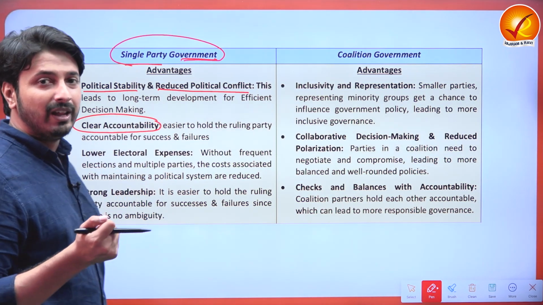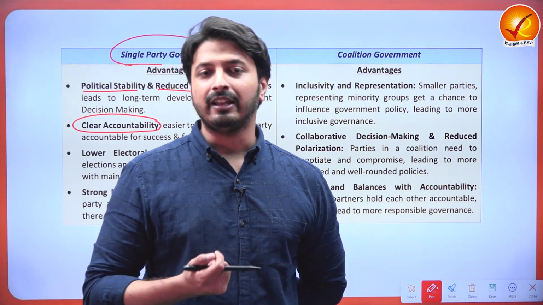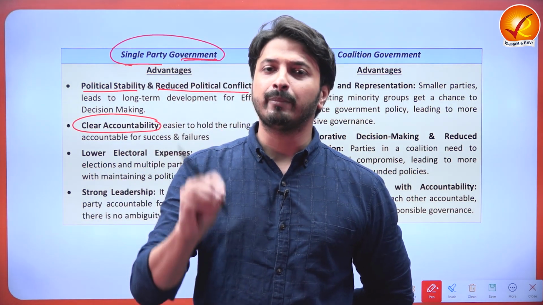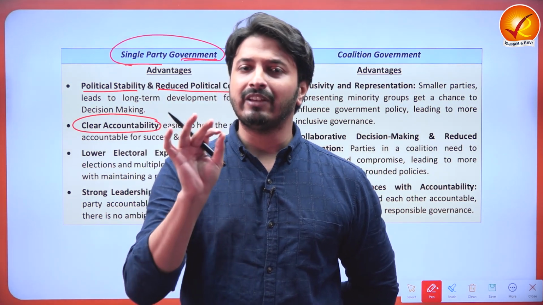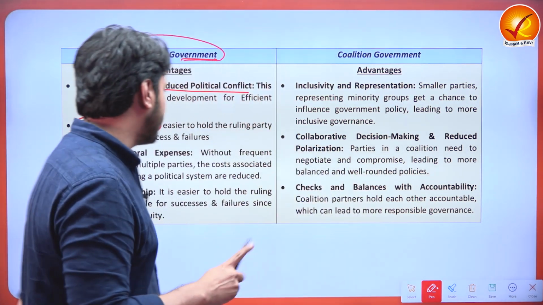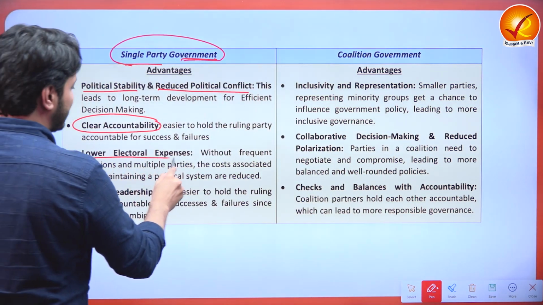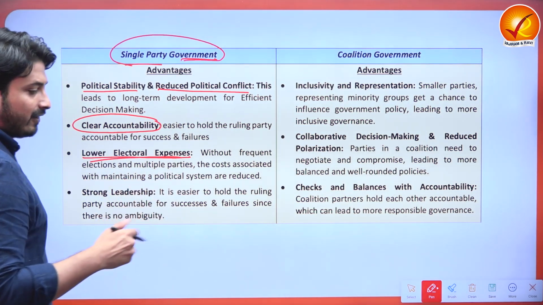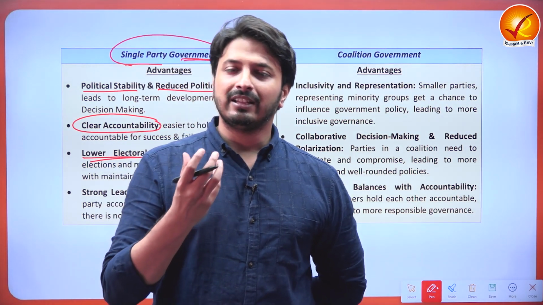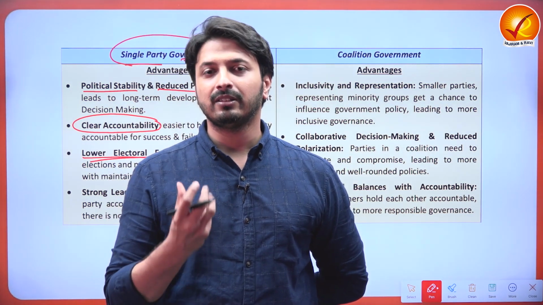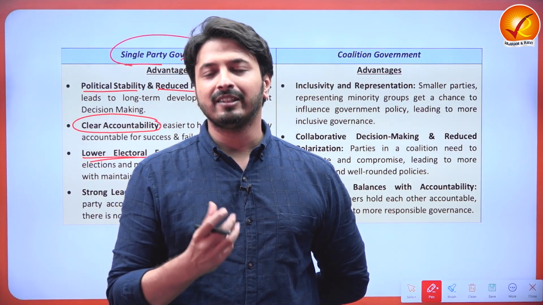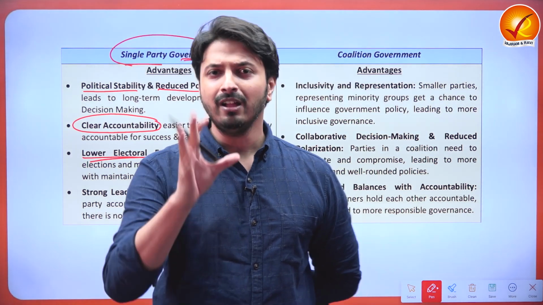Since only one party is ruling, the public of our country and the opposition parties present in the parliament can hold the ruling party accountable in a very clear manner, since there are no other stakeholders involved in running the government. And the third is low electoral expenses. Since there are no frequent elections, no coalition government and no political tug of war, election expenses will be less, because the party running the government is not that afraid of losing power, since it commands a great majority in the parliament.